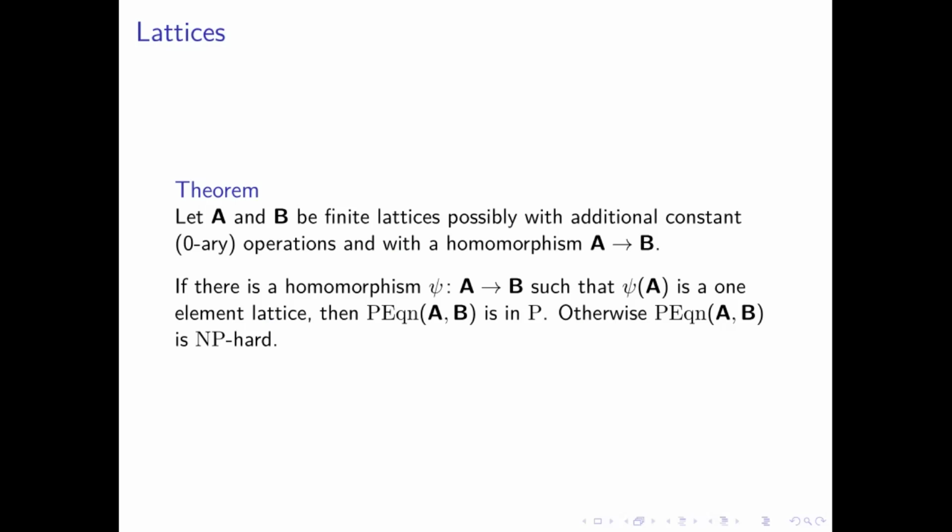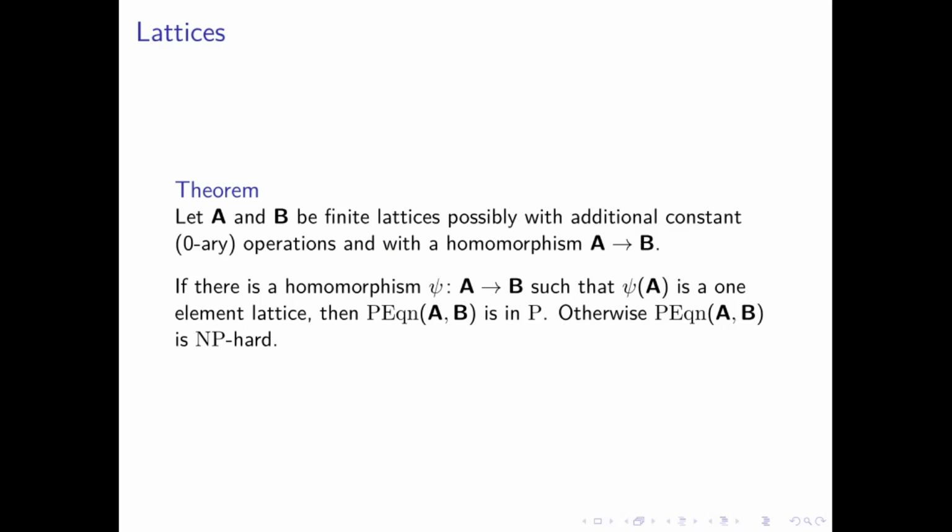You'll notice that if we've expanded with additional constants, and by the setup of the problem there has to be a homomorphism from A to B, that homomorphism is going to preserve constants. And so unless all the constant symbols in B are interpreted as the same element, and that element forms a trivial one element lattice, you will not get this homomorphism whose image is a one element lattice. So these are usually going to be in the NP hard case.